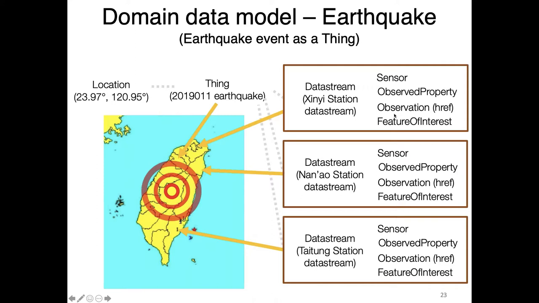However, because we already store those high frequency acceleration data in the previous view, the observation over here is just a link back to the station as a thing view. So that we don't need to store redundant data in the same service. That's how we talk about it.